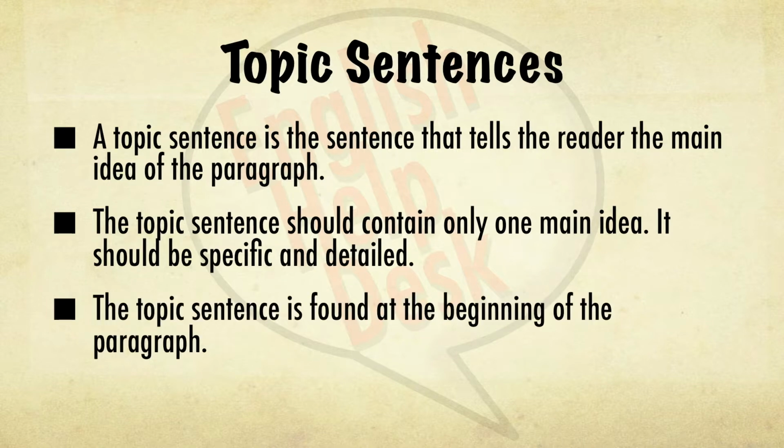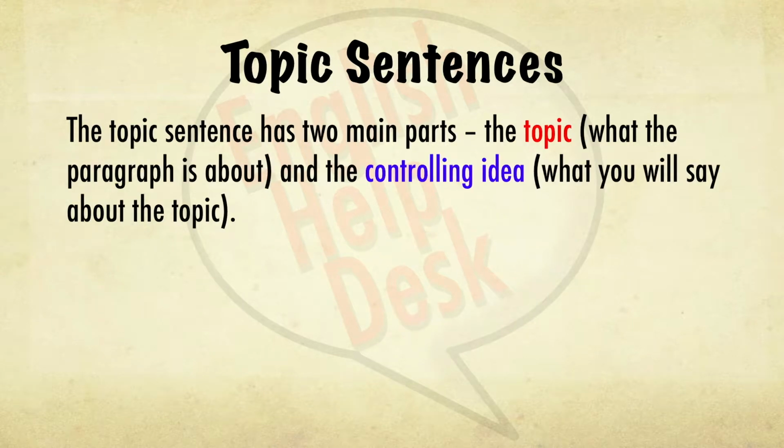The reader should know exactly what the writer is going to say. And the topic sentence is found at the beginning of the paragraph. If you're just writing a single paragraph, it should always be the first sentence. Most importantly, the topic sentence has 2 main parts: the topic, what the paragraph is about, and the controlling idea, what you will say about the topic.